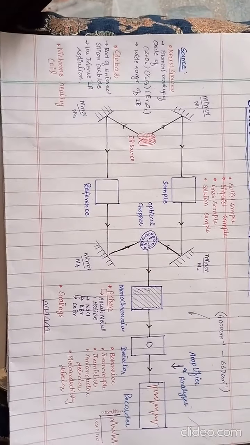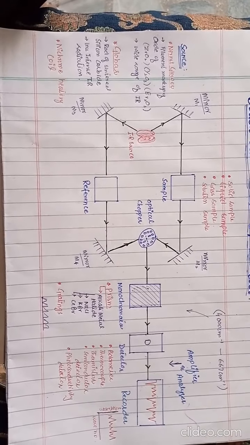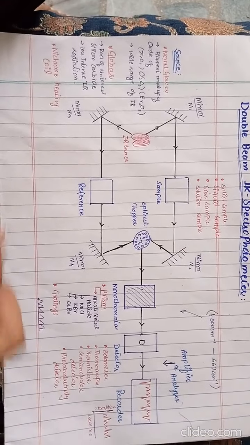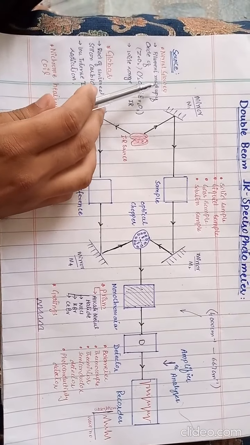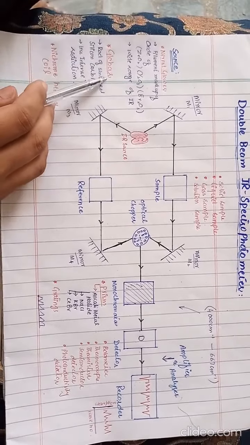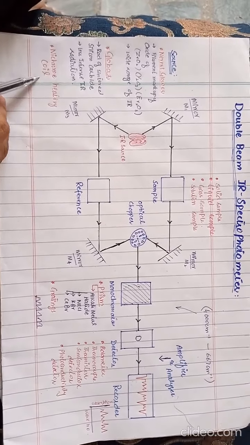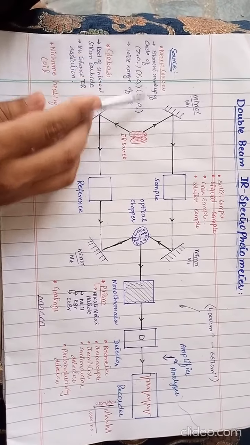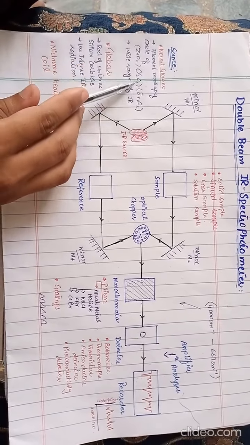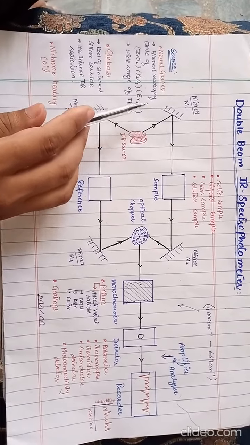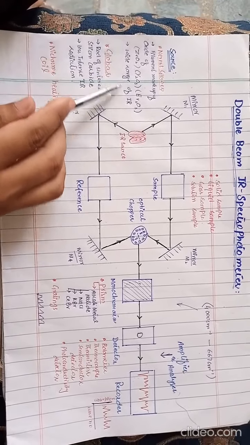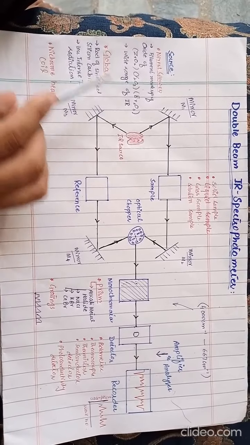First we will discuss the IR source, which emits the IR radiation. IR sources are of the following types: Nernst glower, globar, and nichrome heating coil. The Nernst glower consists of a filament made up of the oxides of zirconium, yttrium, and rubidium. When we heat that filament, a wide range of IR is produced.